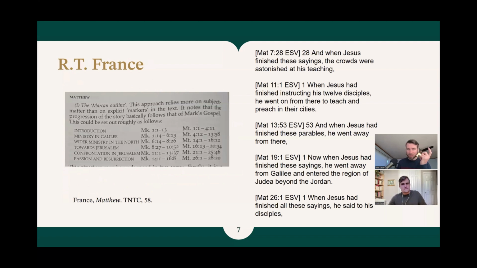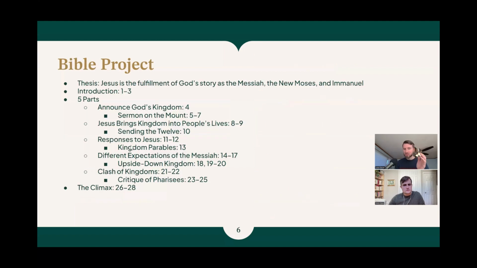The Markan outline climaxes at chapter 8 in Mark and chapter 16 in Matthew with Peter's confession, right? That's a real turning point in the book, whereas in the Bible Project's video, this is just in the section on different expectations of the Messiah. I think chapter 16, where Peter confesses that Jesus is the Christ, is the turning point, the expectation of the Messiah that has to be reckoned with.